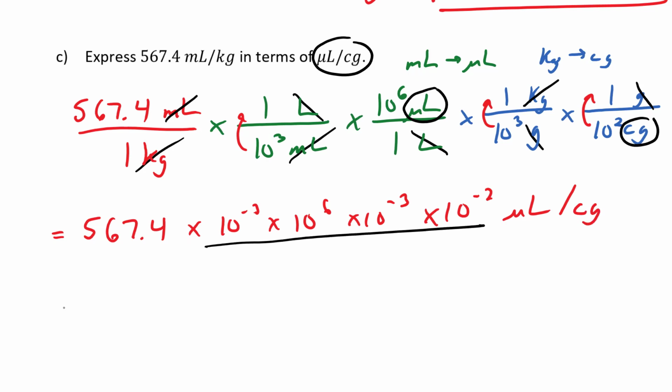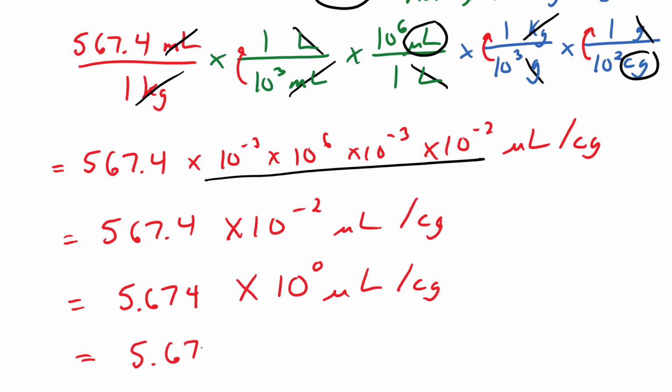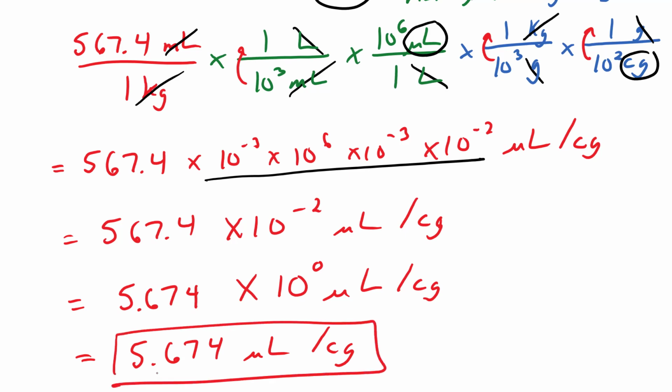Combine all your base 10s. Negative 3 plus 6 is positive 3. Minus 3 is 0. Minus 2, negative 2. Microliters per centigram. Not in proper scientific notation now. Have to move this over 2 decimal places, meaning I had to divide by 100. So I have to multiply by 100 here, which is the same as adding 2, 10 to the 0. Microliters per centigram, which I could write as 5.674 microliters per centigram. Remember, 10 to the 0 is just 1.